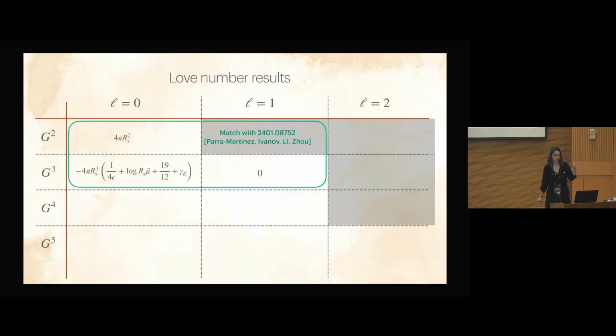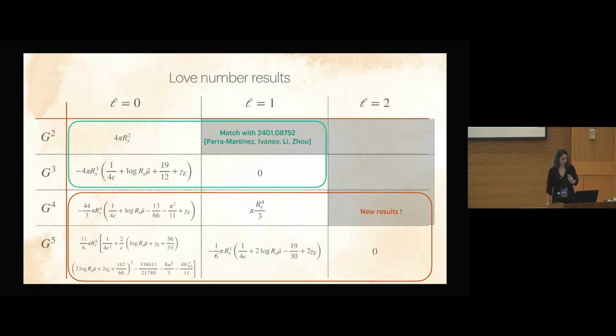For G squared and G cubed, and L0 and L1, we exactly match the results from this paper, and I'm very happy about that. The fact that we're able to go higher allows us to actually fix Love numbers. Here we did it to G to the 5. Something I should mention, which also gives us confidence that we're doing things correctly, is that at L equals 2, we have the first static Love number at G to the 5, and indeed we find that this vanishes.